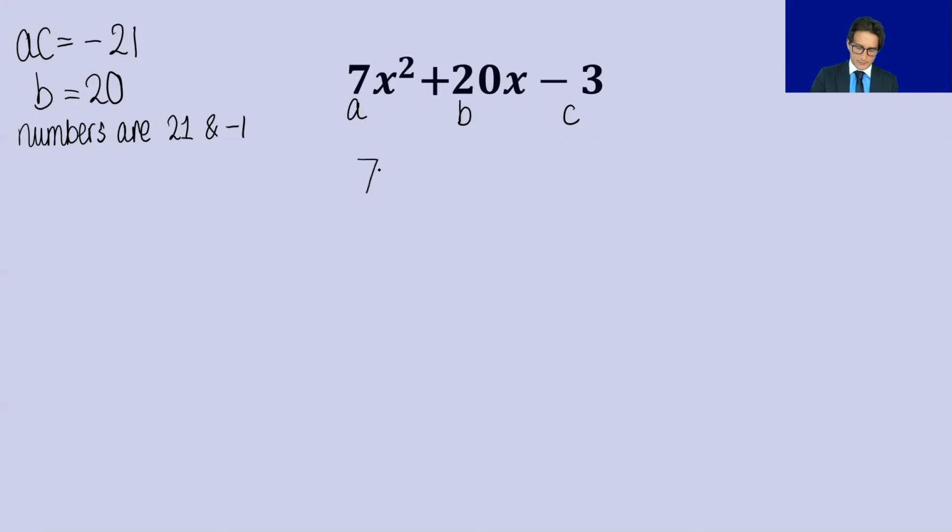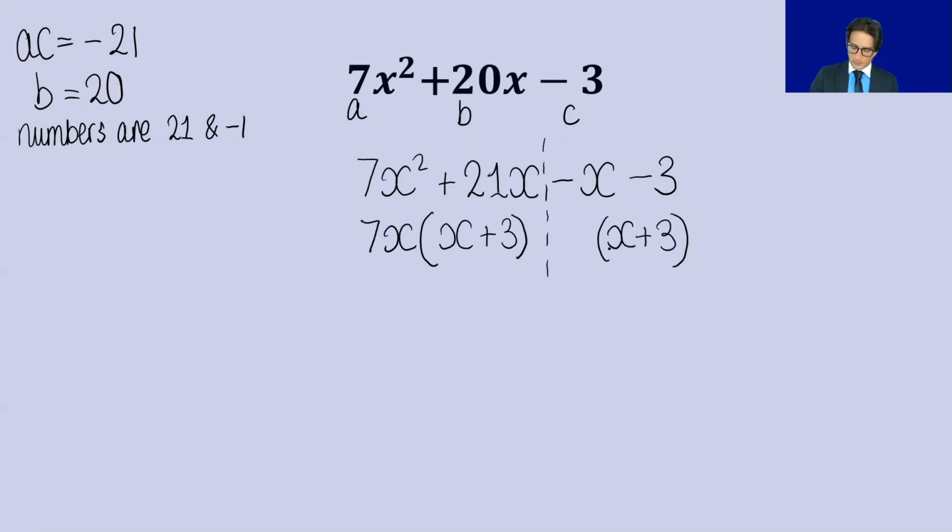So let's rewrite it. So 7x squared plus 21x minus 1x minus 3, split the middle, highest common factor, copy across. How many lots of this make this? Minus 1. Okay, let's keep going.